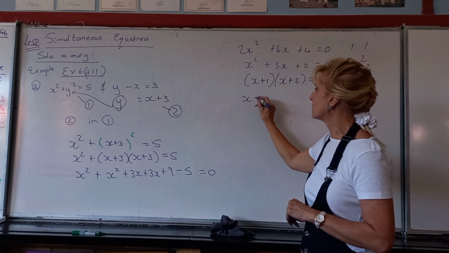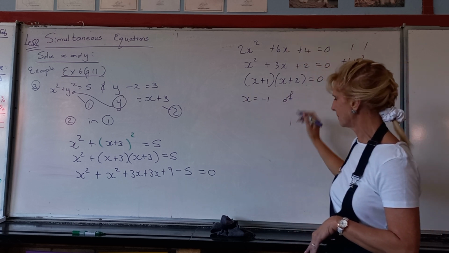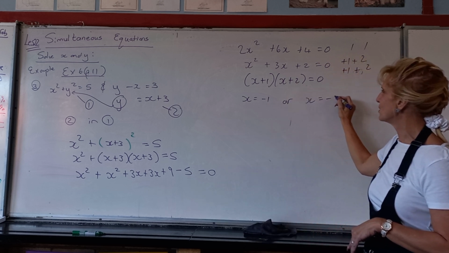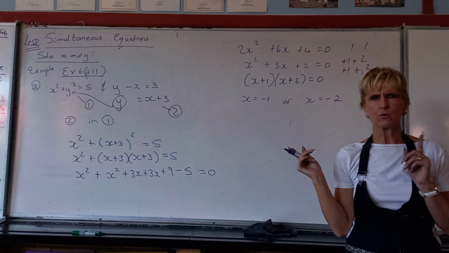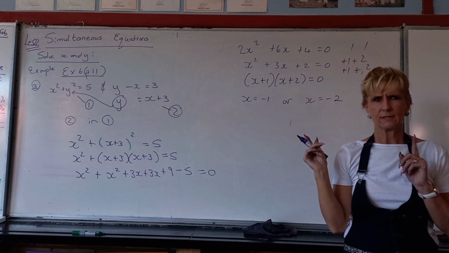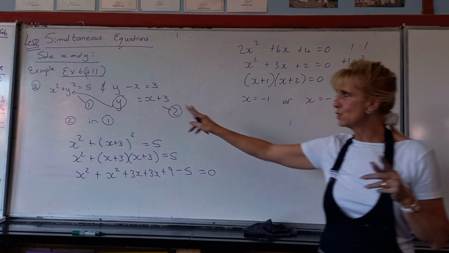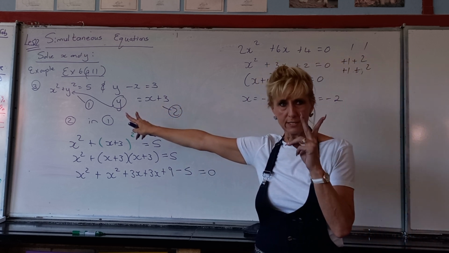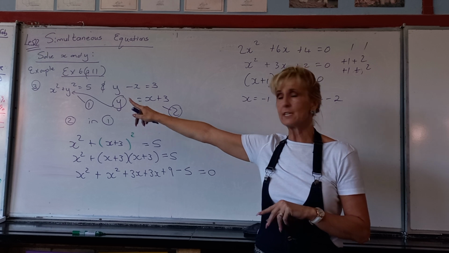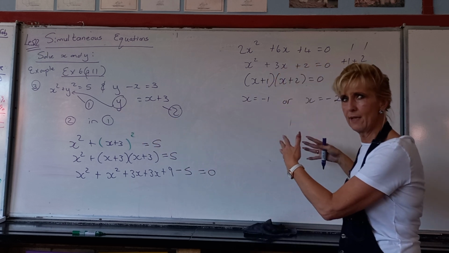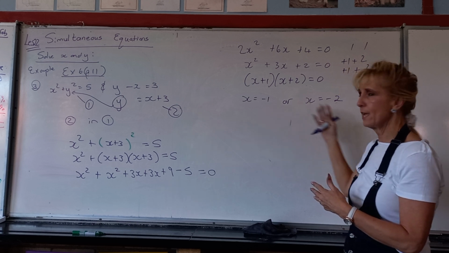So we're getting 2 answers here. 2 answers of what? Not of 4. x is equal to negative 1 or x is equal to negative 2. Why are there 2 answers? Because we just said there's going to be 2 cutting points. You didn't need to know that that was a circle, but obviously there are 2 points that they cut. Because there are 2 x values.